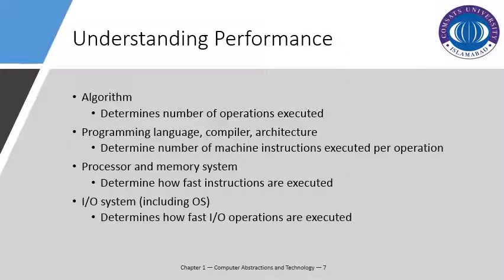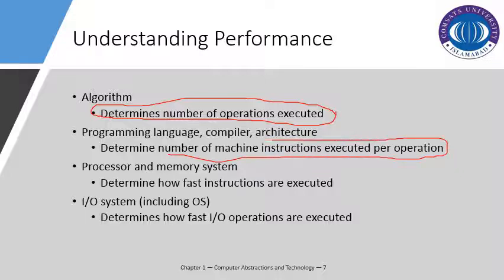So understanding the performance basically depends upon the level for which we are discussing the performance. For example, on algorithms, if we are comparing two or more algorithms, then we will discuss the performance in terms of the number of operations that are being executed in order to determine the performance. Then the programming language also impacts the performance, the compiler and the architecture. At this level, we will determine the number of machine instructions that are executed per operation. That can also be used as a performance metric.